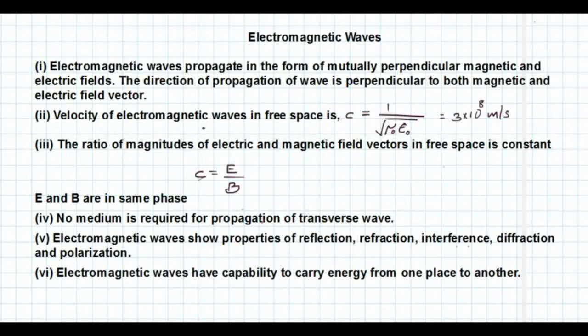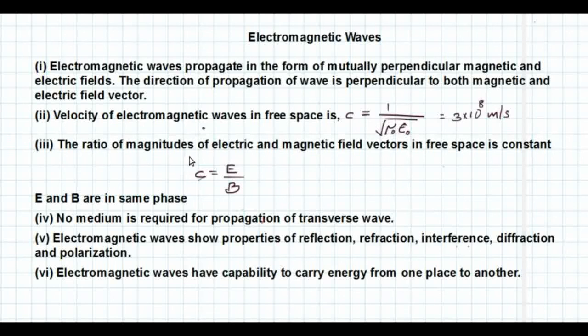Then some of the properties of electromagnetic waves. Electromagnetic waves propagate in the form of mutually perpendicular magnetic and electric fields. The direction of propagation of wave is perpendicular to both the magnetic and electric field vectors. So this we have already seen. Then velocity of electromagnetic waves in free space is c equal to 1 by root of mu 0 epsilon 0, which is equal to 3 into 10 power 8 meter per second.